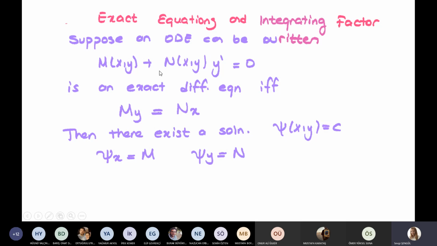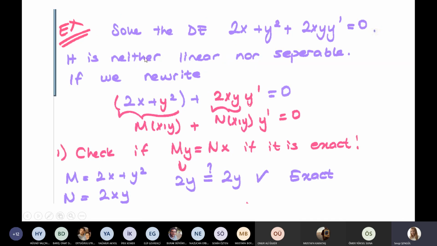And if this is an exact equation, what do we say? We say that there exists a solution such that this solution's derivative with respect to x should be equal to M, and the solution's derivative with respect to y should be equal to N. And your solution is given in this closed form. On an example, it will be much more clear, promise. Let's look at it on an example.